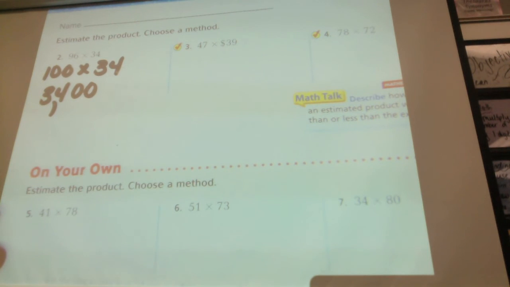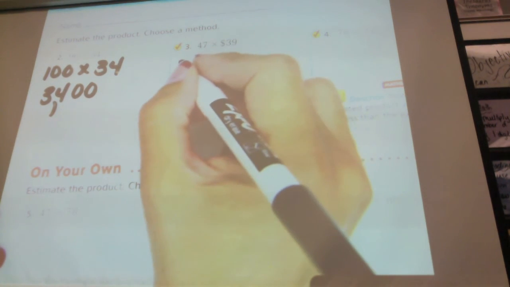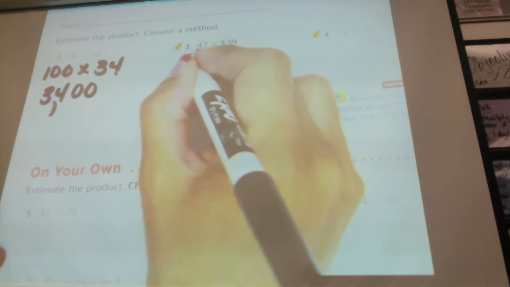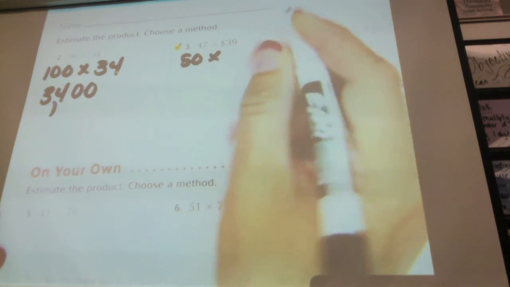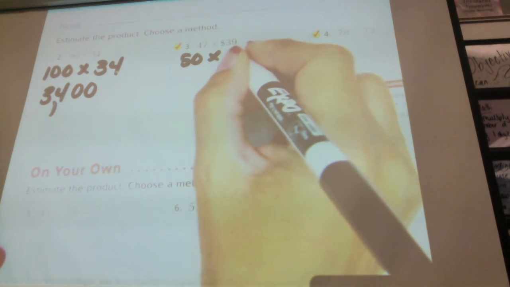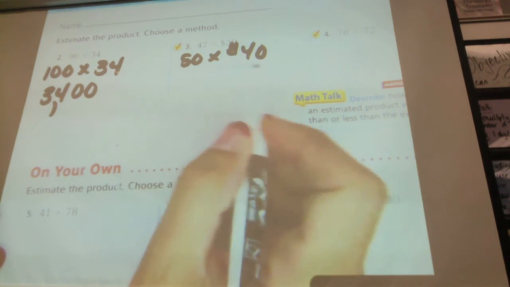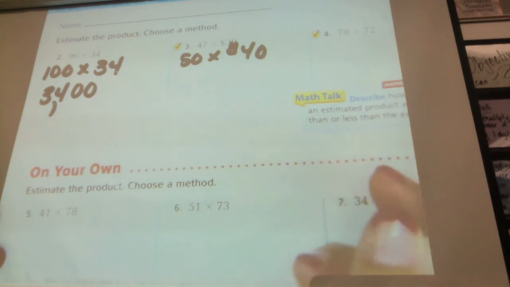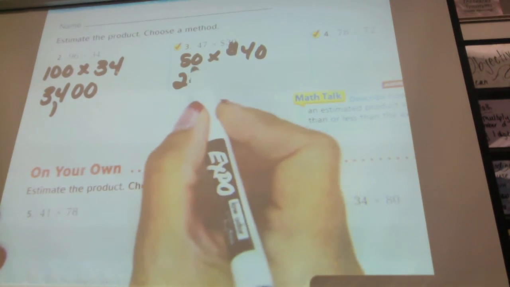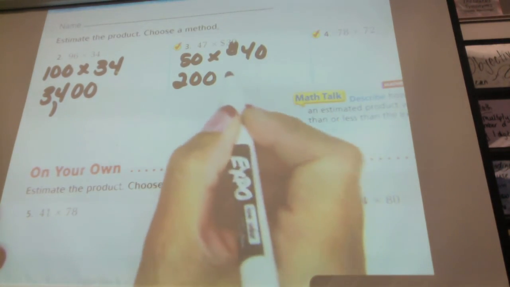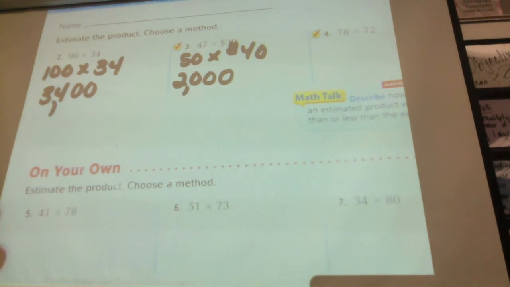Owen. Round both? Okay, what did 47 round to? Did I say 57? What is 39 round to? $40, right? And now we're going to multiply 5 times 4 equals what, class? 20. Multiplied by the tens here, multiplied by the tens here. And we get $2,000. Don't forget the dollar sign.